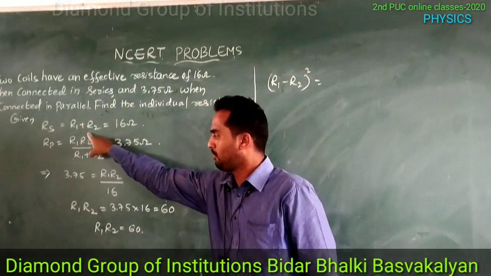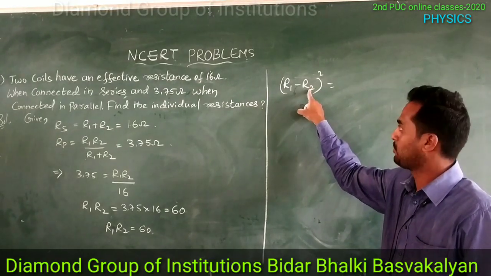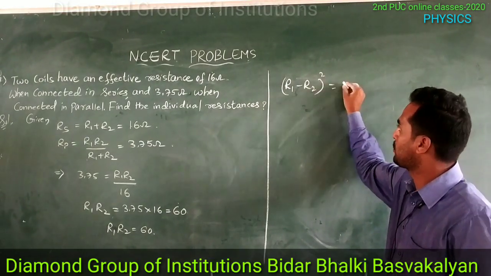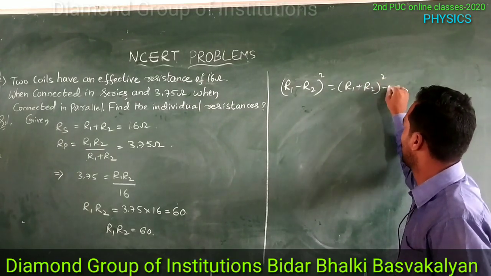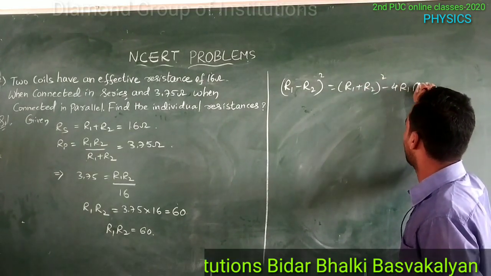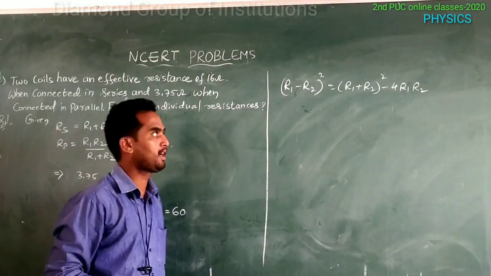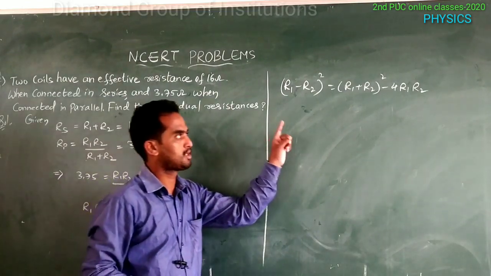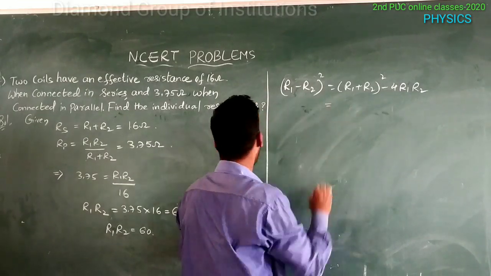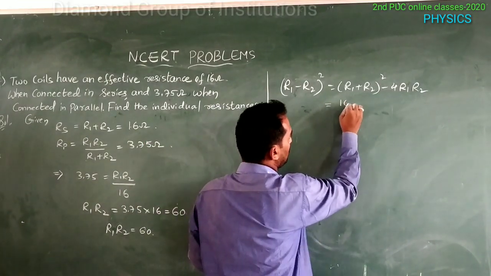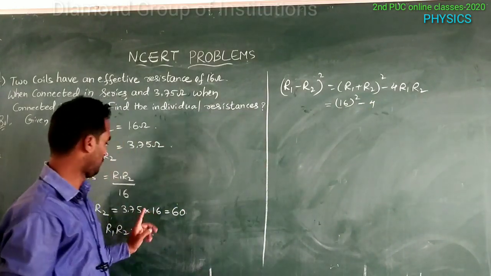We know the value of R1 plus R2, but we don't know the value of R1 minus R2. So that's why R1 minus R2 whole square equal to R1 plus R2 whole square minus 4 into R1 into R2. It is in the form of A minus B whole square equal to A plus B whole square minus 4AB. So what is R1 plus R2 value here? 16, minus 4 into 60.